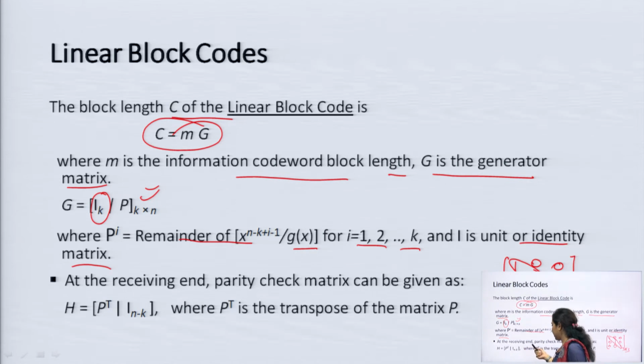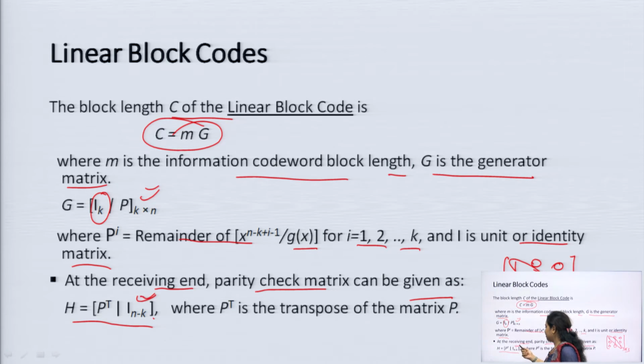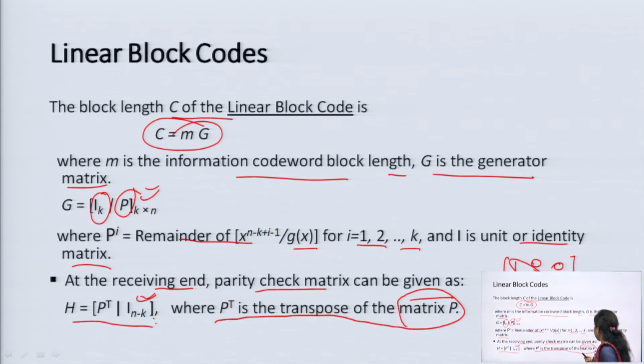Now, next at the receiving end. So, this matrix or this operation will be done at the transmitter side, it is not used at the receiver side. So, at the receiving end, the parity check matrix can be given as H is equal to P transpose by I n minus k. So, this is again the parity matrix, but P transpose means whatever P you have used at the generator matrix at the transmitter side, the transpose of that particular matrix will be used at the receiver side, that is H is equal to P transpose by I n minus k, where P transpose is nothing, it is the transpose of this matrix, that is P matrix.